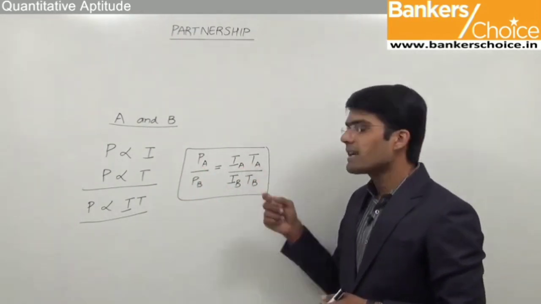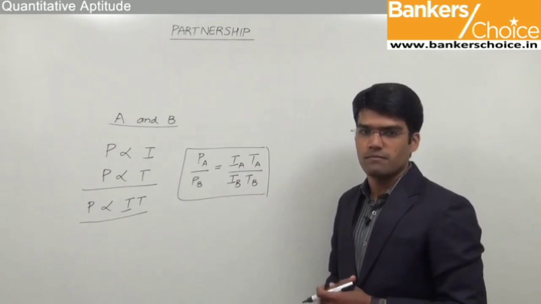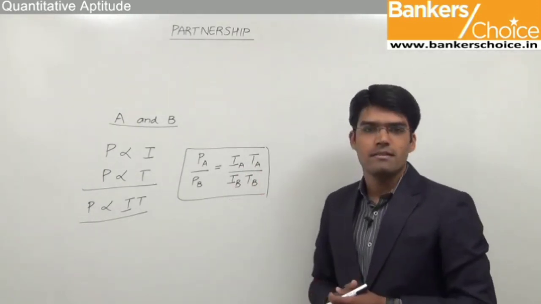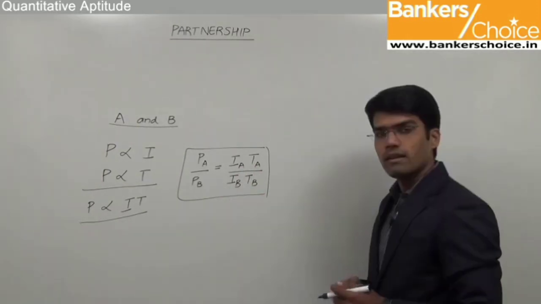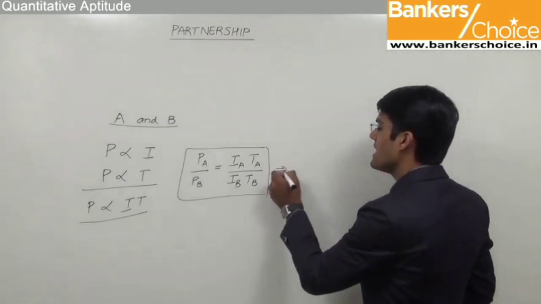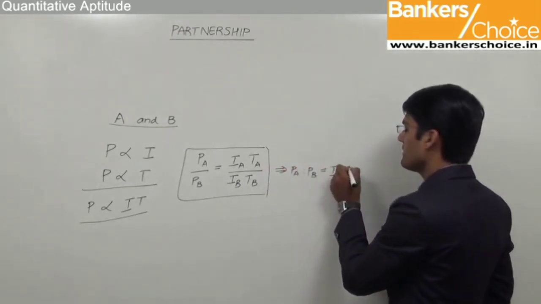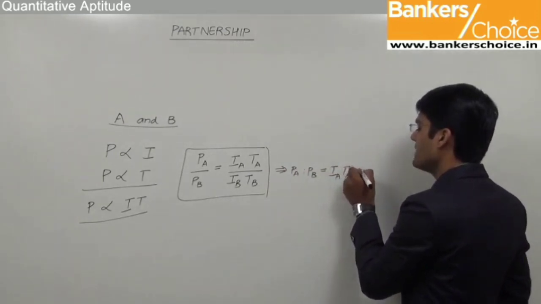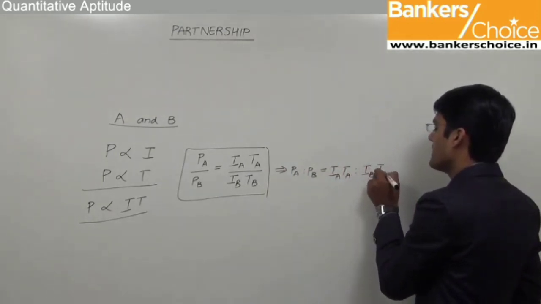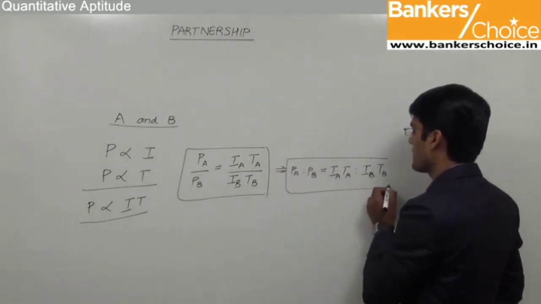And IA and TA are the investment and time of investment of A, and IB and TB are the investment and time of investment of B. This can also be written as PA is to PB equals IATA, that is investment into time of investment, is to IBTB, investment into time of investment for B.